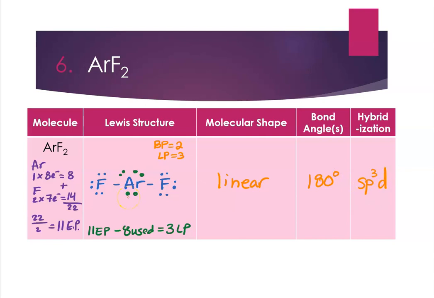All right, so that is how we draw Lewis structures and then use the structure to find molecular shape, bond angle, and hybridization.